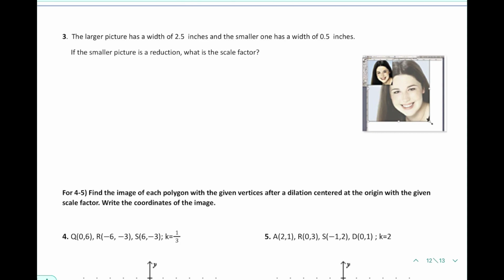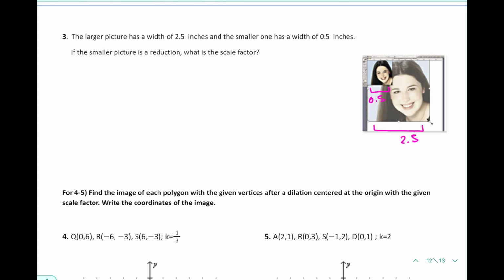Okay, let's take a look at this one. The large picture has a width of 2.5 inches and the smaller one has a width of 0.5 inches. Okay, so let's write those in. Again, if you're given information, I go ahead and note it. So the big figure is 2.5. The small figure has a width of 0.5.